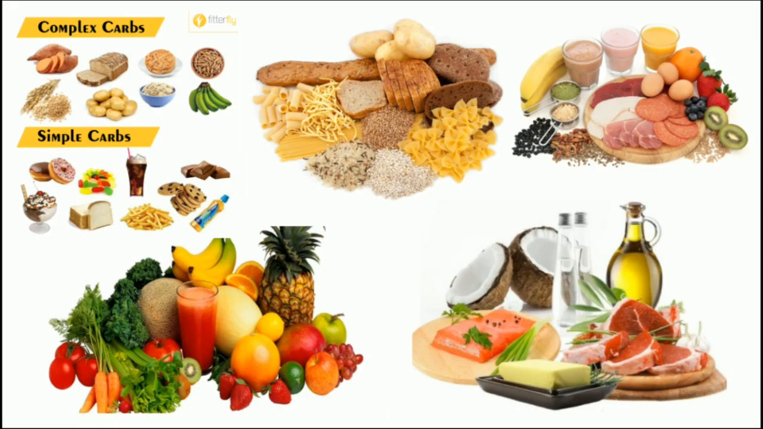So here I have tried to sum up the various foods. In the picture one, there are complex carbohydrates and simple carbohydrates. Then we are having the carbohydrate rich food, then protein rich food. These are the fruits and vegetables, which are good source of vitamins and minerals, regulatory foods. And then we have fats and oils.